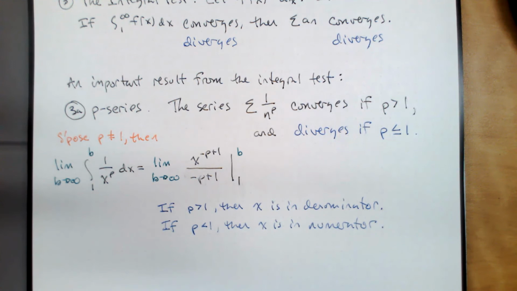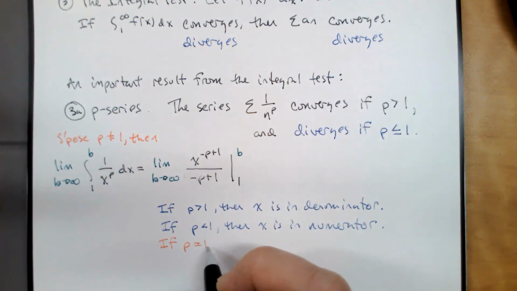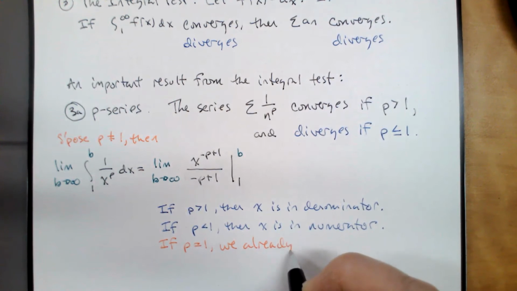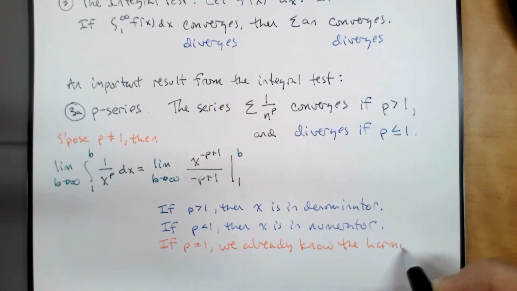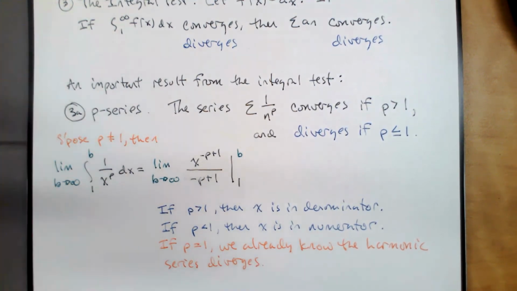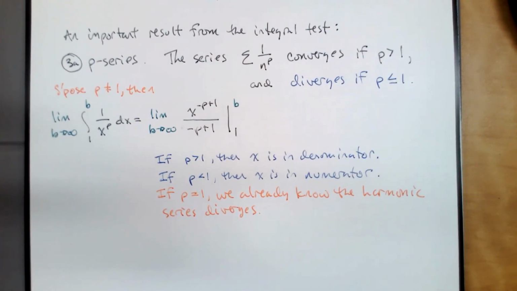If p is equal to 1, we already know the harmonic series diverges. So we can summarize that as an important result from the integral test. This is going to give us a series that we can look at and instantly decide if they converge or diverge.